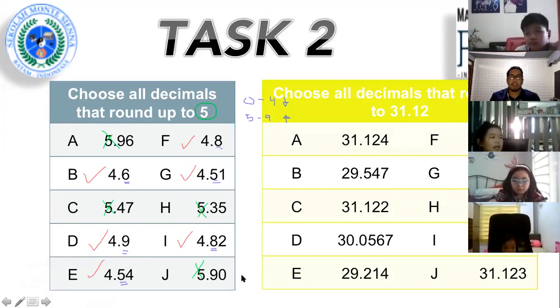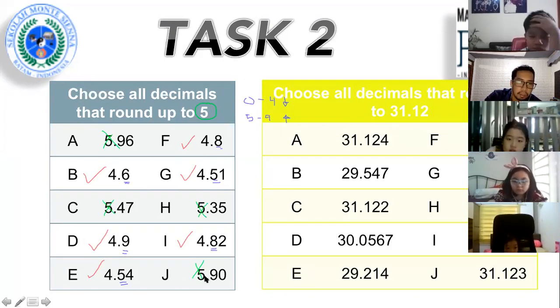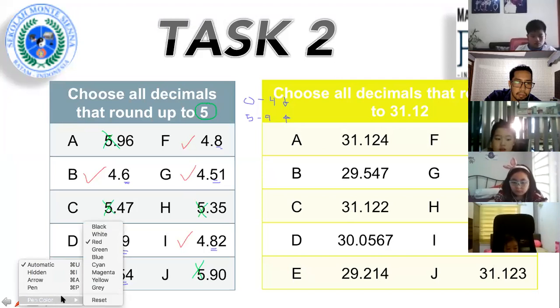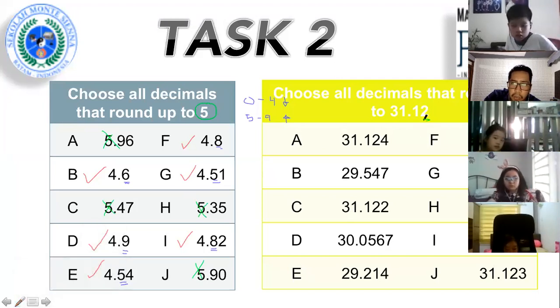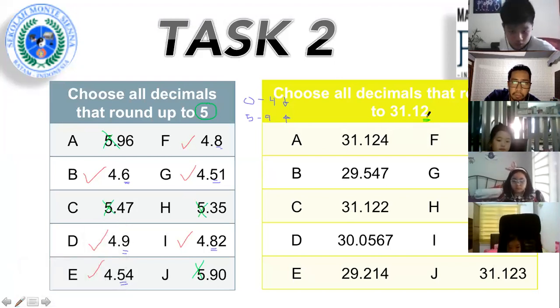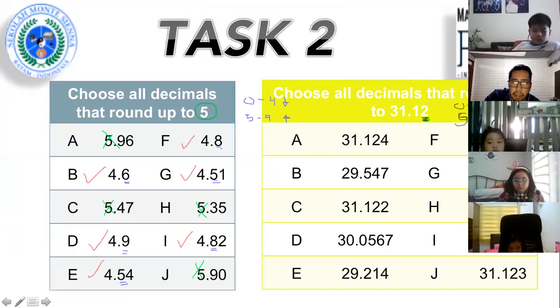Choose all the decimals that round up to 31.12. It means you're going to look at the number after 2. After 2, if the number is 0 to 4, you go down. If the number is between 5 to 9, you go up. At the same time, we remove all the given numbers that start with 29. Also, the numbers that start with 30.